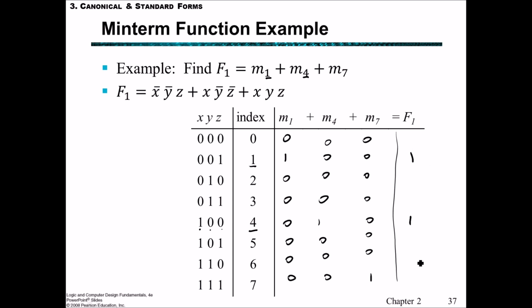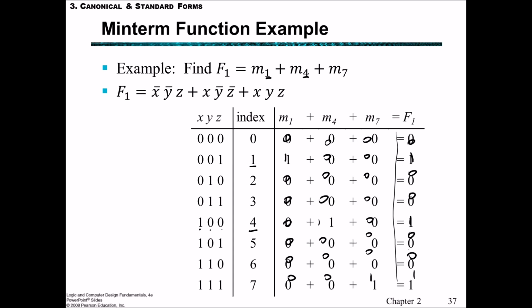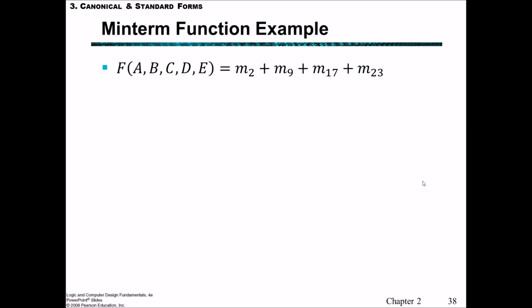So it's true here, true here, true here, and then false everywhere else. And that's good. Got the answer right. So let's do another example, but this time we've got 5 variables, A to E. And so let's write these indices into 5-digit binary numbers.